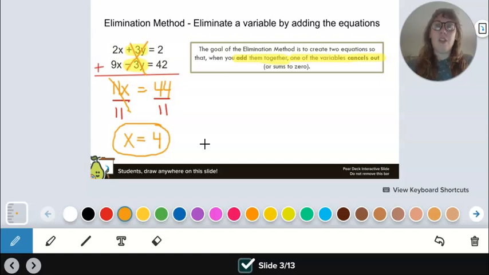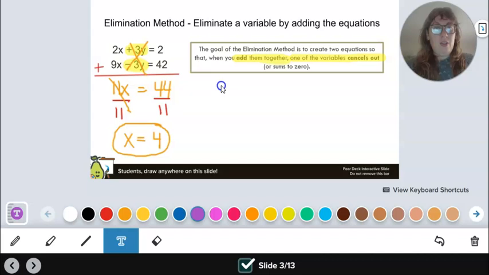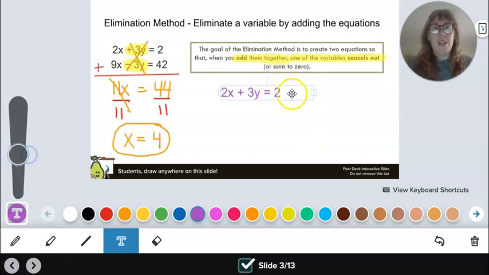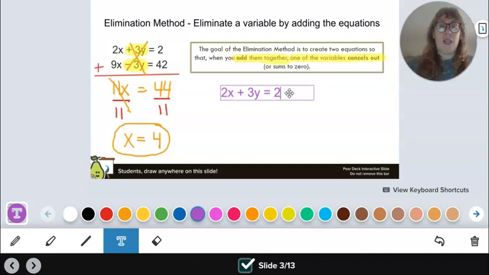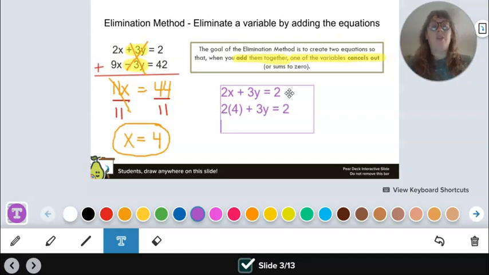And to find the second one, just like in substitution, we'll plug it into either equation. So I'll choose the first equation, but again, it doesn't matter. 2x plus 3y equals 2. I like this one because there's all positives and the numbers are smaller. So that's fine. We can choose it just because of that, but it doesn't matter which equation we choose. We'll get the same answer. So we're going to plug in 4 for x. So we have 2 times 4, which is 8, plus 3y equals 2.